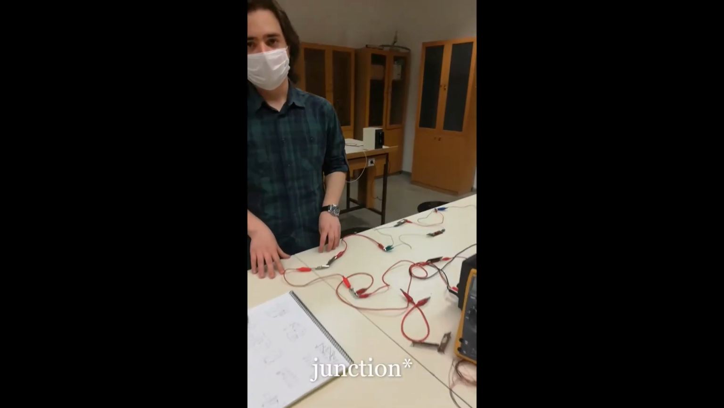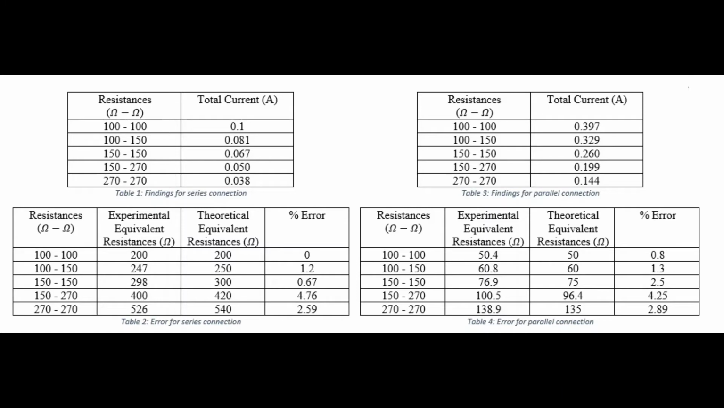In the first part of the experiment, I observed the total current passing through the circuits, where two resistors are connected in series or parallel. On the left side, you can see the total current and equivalent resistances for the series connection, whereas on the right side, you can see the data for the parallel connection.